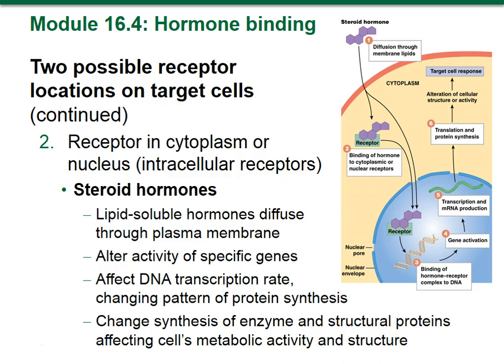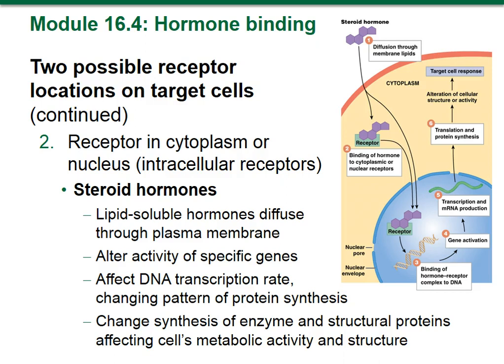Okay, so the number one place, I don't mean number one place in terms of where most of the receptors are found. But the number one place we've talked about where you're finding receptors for hormones is where? Plasma membrane. Number two possible receptor location on the target cells: receptors in the cytoplasm or the nucleus.